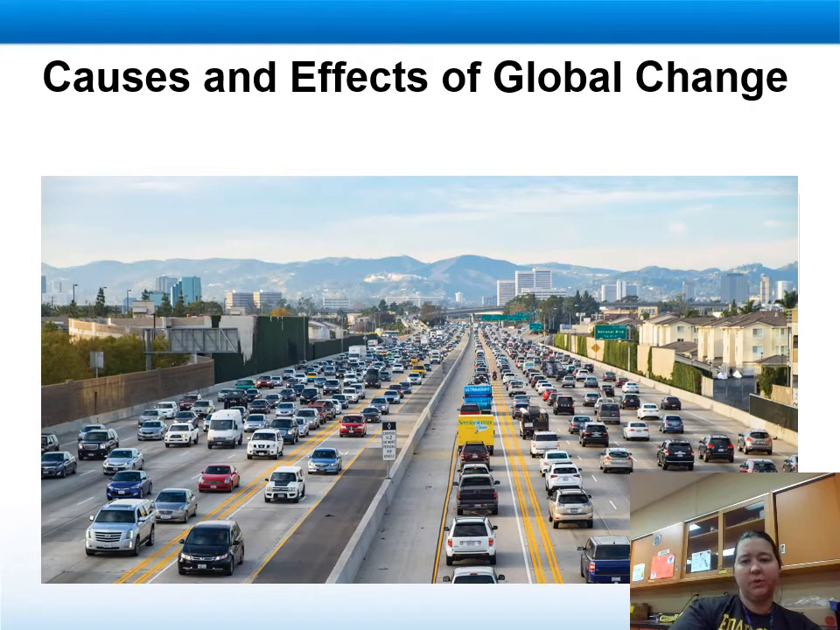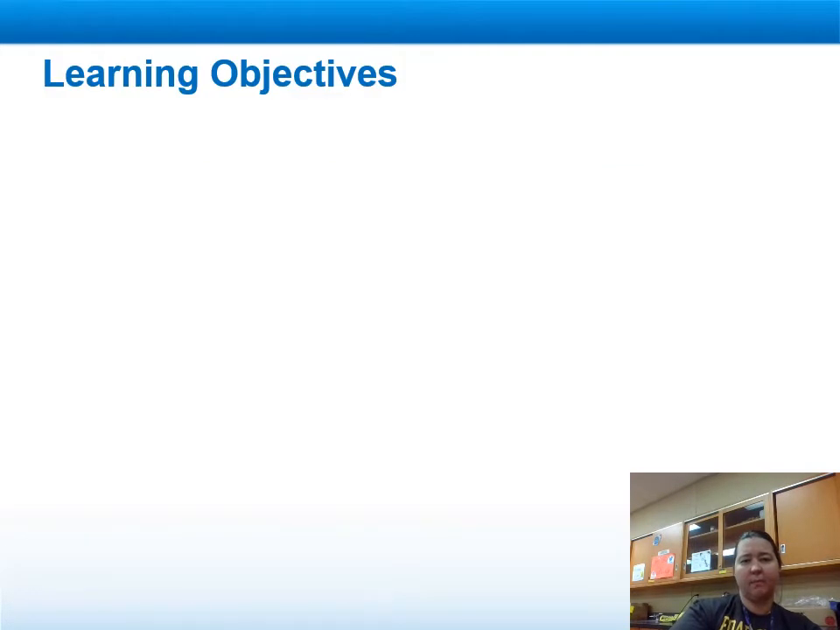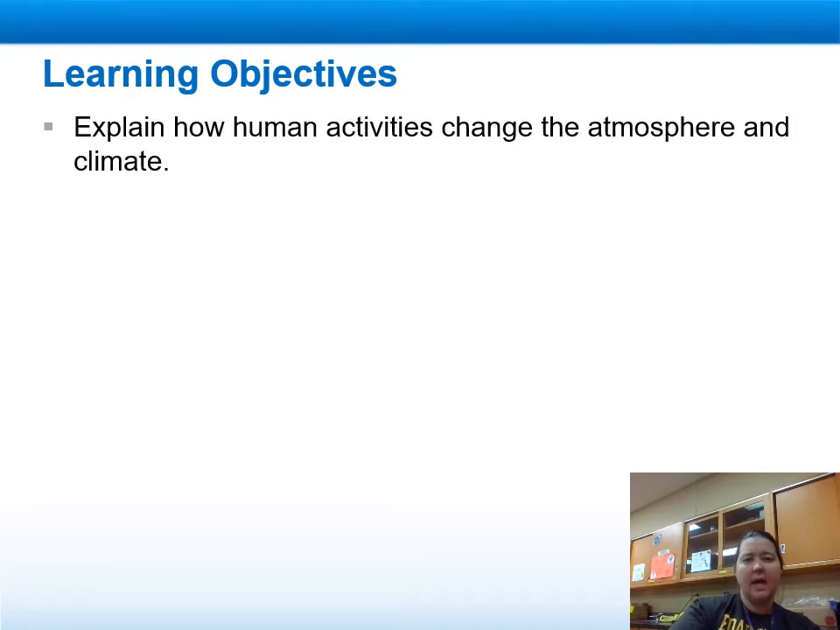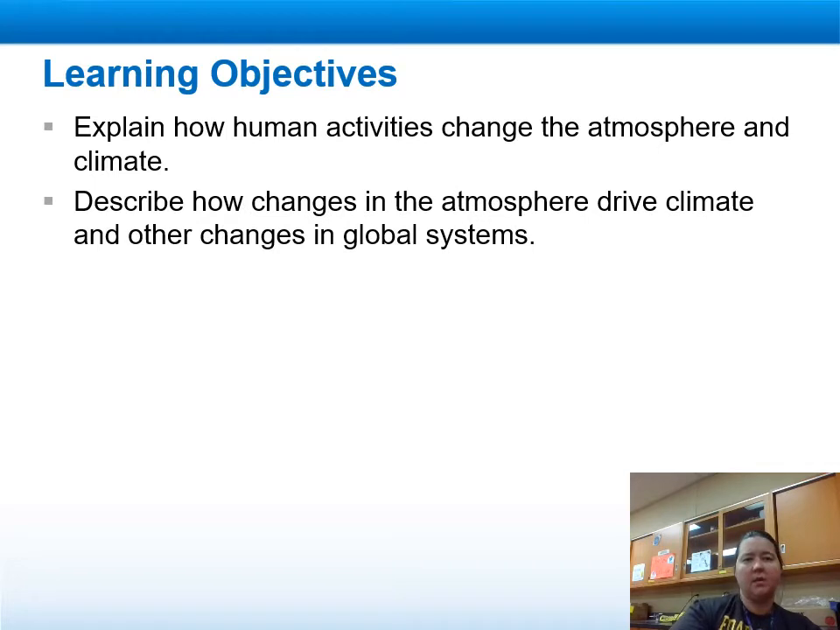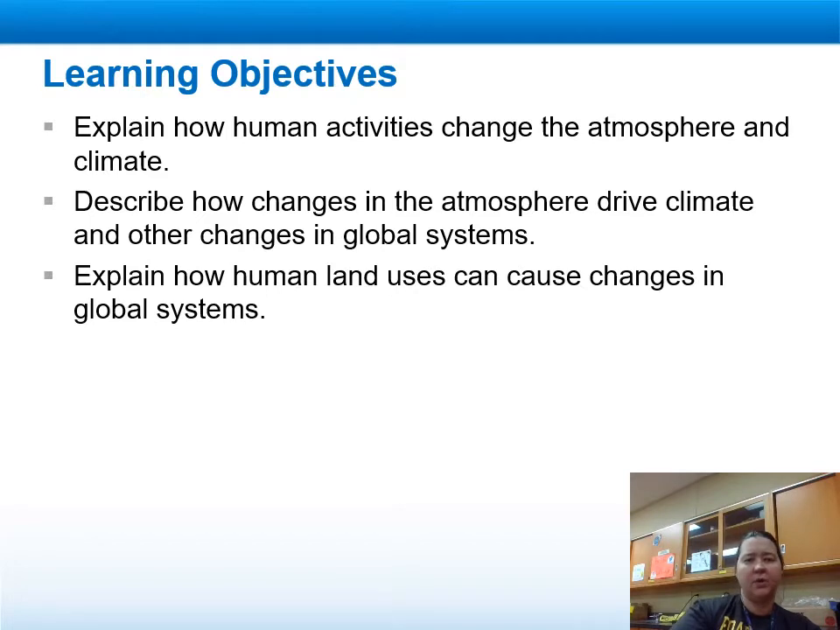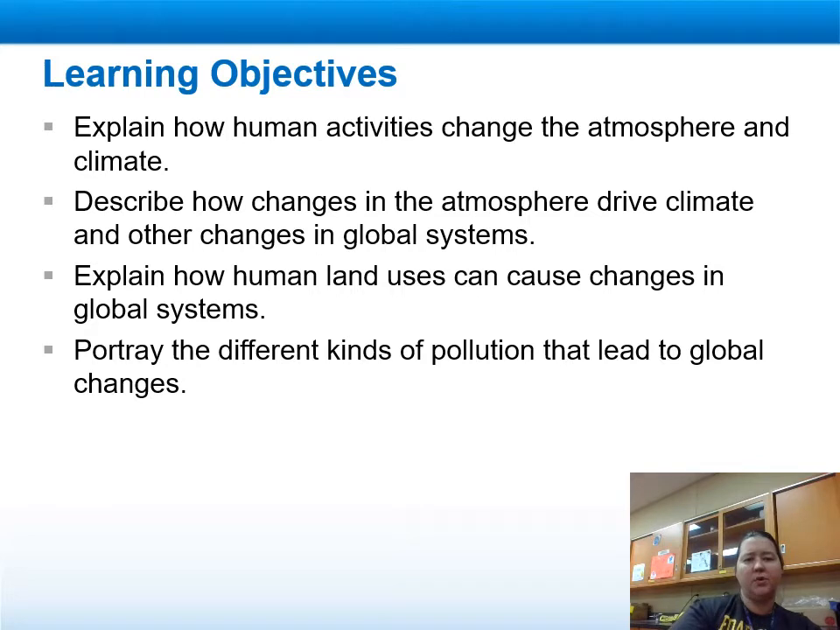Welcome to Unit 3, Lecture 3, Section 7.2, talking about causes and effects of global change. Learning objectives. Explain how human activities change the atmosphere and climate. Describe how changes in the atmosphere drive climate and other changes in global systems. Explain how human land uses can cause changes in global systems. Portray the different kinds of pollution that lead to global changes.